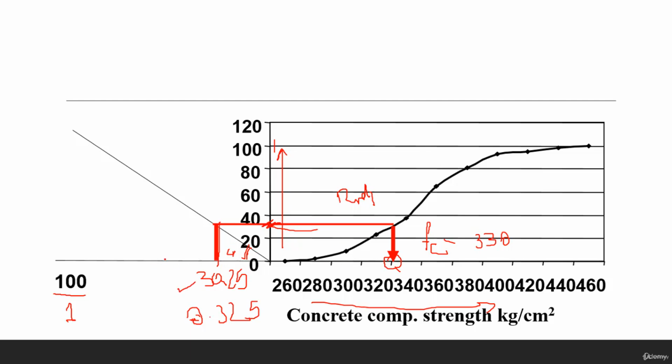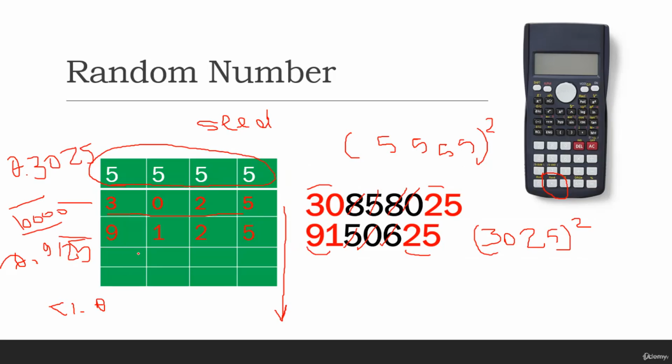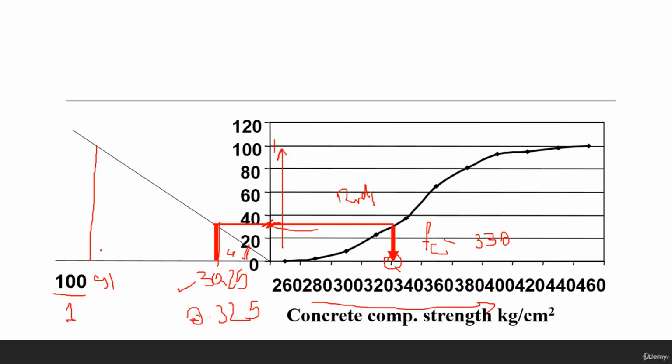Then he makes another random number. The other number was, I think, 91.25. So we go through 91.25 here, then go through this curve, then obtain the corresponding value. Here it will be 410, corresponding to random number 2.